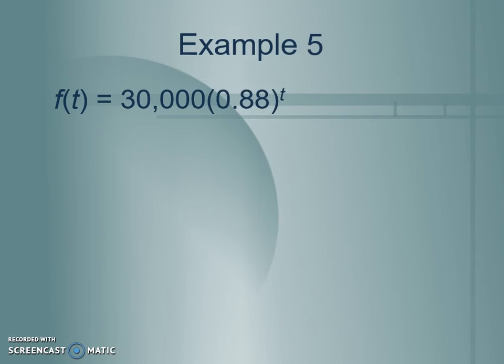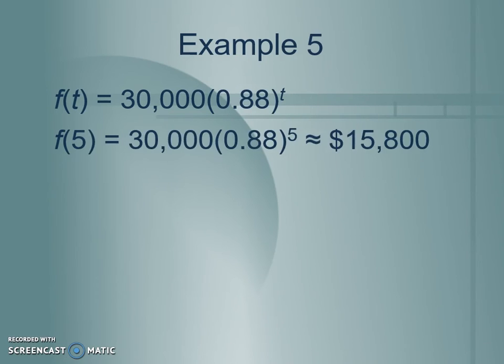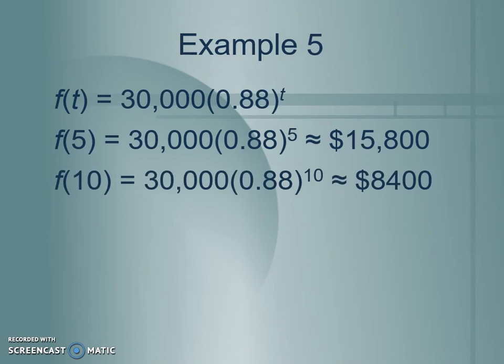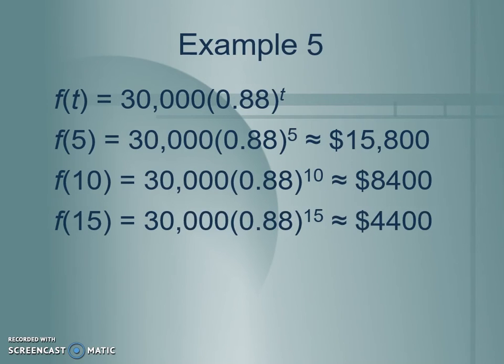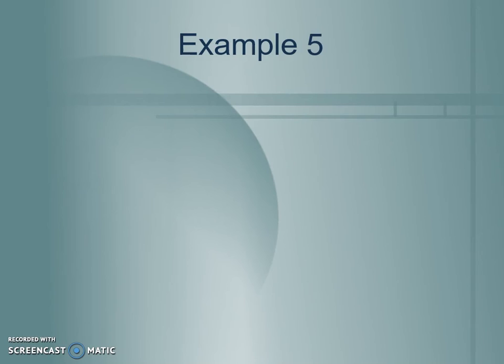And the first question said, what about after 5 years? So we can take 0.88 to the 5th power, multiply that by 30,000, and we'll get approximately $15,800. And that is the value of the car after 5 years. Then after 10 years, we take 0.88 to the 10th power, multiply that by 30,000. We get that it's only worth $8,400 after 10 years. And after 15 years, we do the same thing, and we find out that it's worth $4,400. So you can see in the first 5 years it really dropped off steeply, and in the second 5 years, not quite so much.